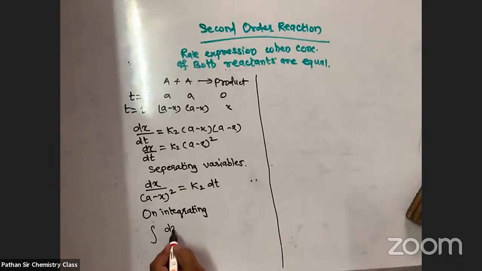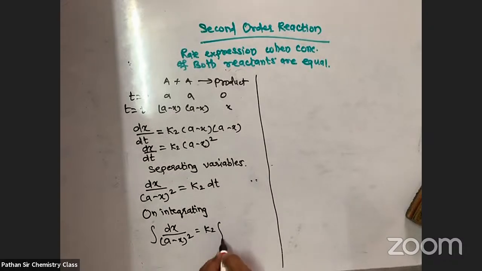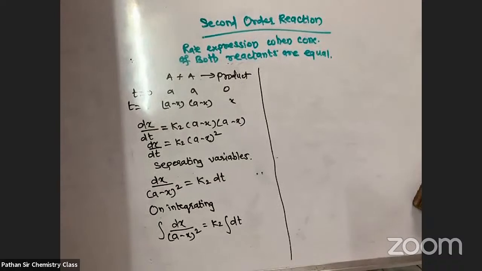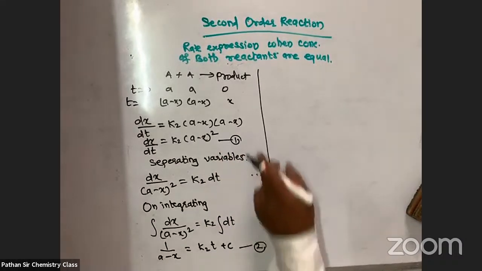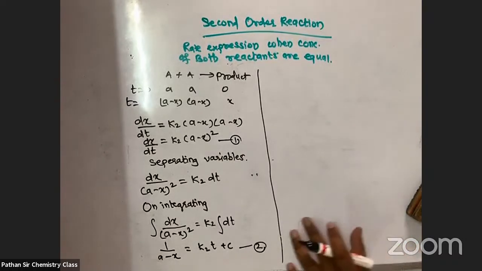The integration of dx upon (a minus x) to the power 2 is equal to k2, now k2 is a constant, right, it is outside the integration, integration of dt. Now we took the integration of 1 upon (a minus x) square. So it is equal to 1 upon a minus x is equal to k2 as it is, integral of dt gives t, plus c, which is the integration constant. You can call it equation number 2, and the earlier one as equation number 1. Okay, what did we do?